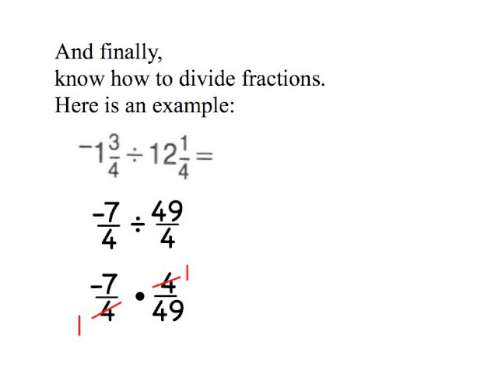Look for common factors. The 4's jump out because 4 divided by 4 is 1. And the other 2 numbers have a common factor of 7. Negative 7 divided by 7 is negative 1, and 49 divided by 7 is 7. And finally, we multiply straight across, and we get the final answer, or quotient, is negative 1/7.